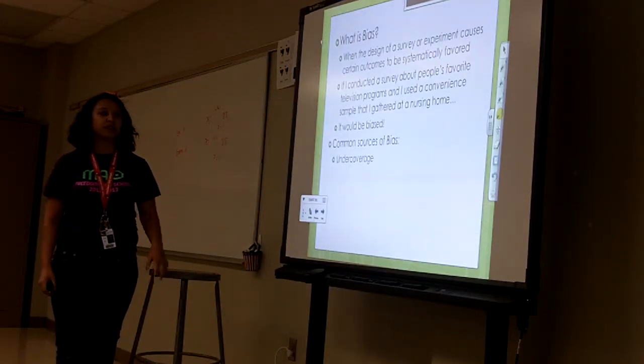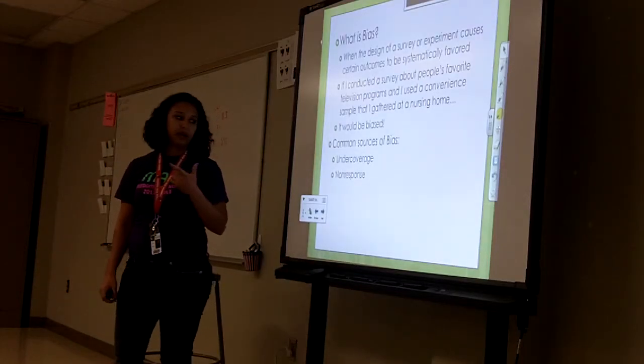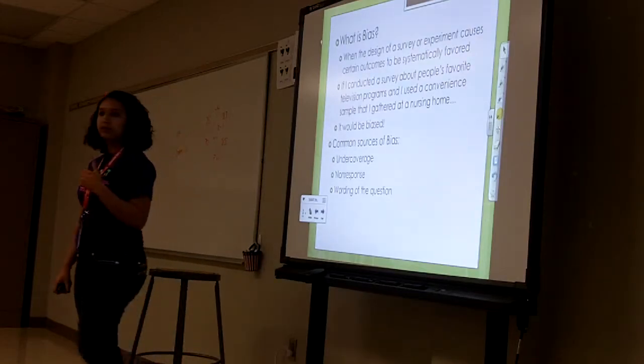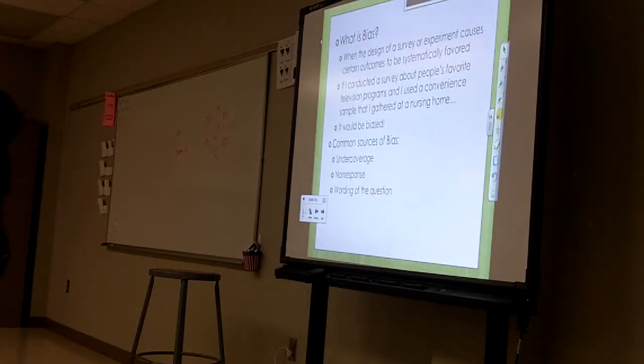Common sources of bias are under coverage and non-response. Wording of the question: how you state the question does a lot to your survey. You can give a fact, or you can persuade people to say something. And we're going to talk about non-response and under coverage, because those are the two that we always get mixed up with.